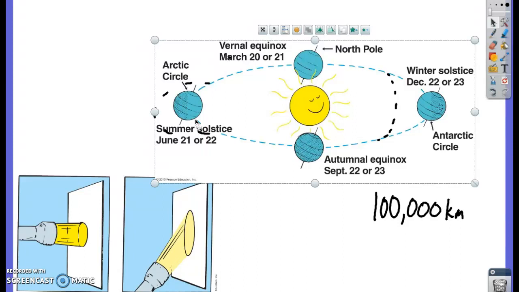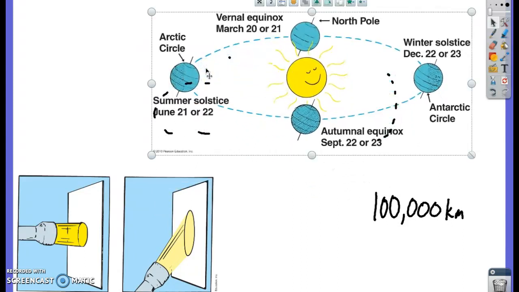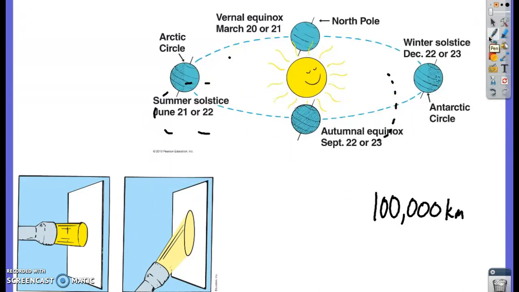If the Earth were not tilted, let's just say for a minute, the sun would be hitting the equator straight on, and then it would be hitting at an angle because of the way the Earth curves here. It's like hitting it tilted.